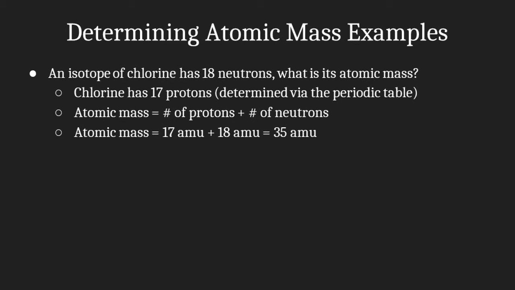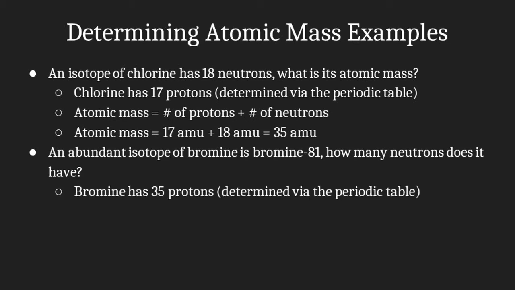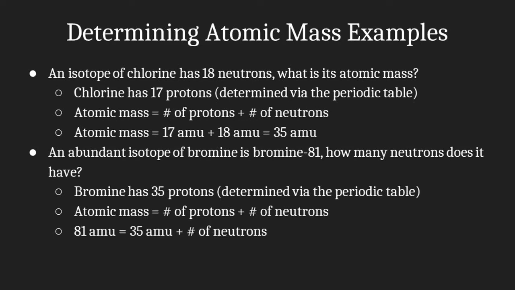For the second question, we're told that an abundant isotope of bromine is bromine-81. How many neutrons does it have? So first, just like the last question, we're going to figure out how many protons bromine has using the periodic table. So since bromine is atomic number 35, it has 35 protons, which weigh 35 atomic mass units. Therefore, filling in the formula, we get that 81 equals 35 plus the number of neutrons. Subtracting 35 from both sides gives us that bromine-81 consists of 46 neutrons.